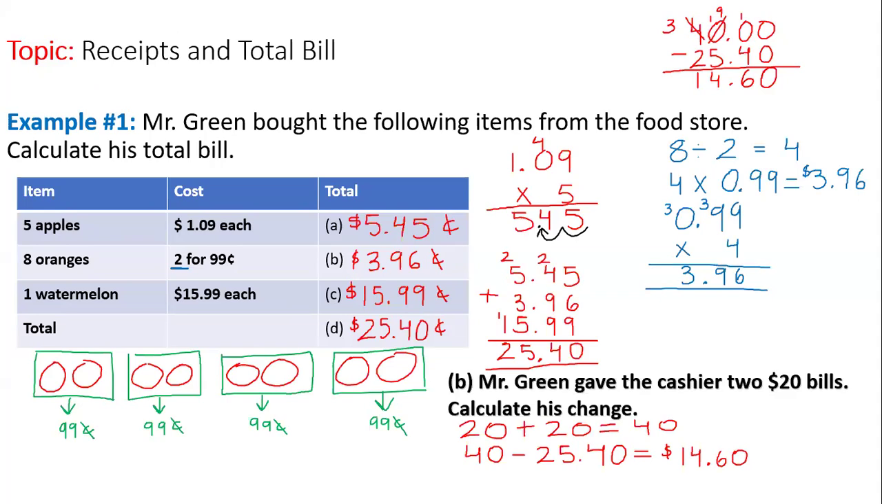The next question. 8 times... See, you have to multiply 8 divided by 2. I mean, 8 divided by 2. Why did you divide it? Multiply. How many oranges do we have? 8 oranges, right? How much is it for the oranges? 99 cents. No, 2 oranges is for 99 cents. But you have 8 oranges.